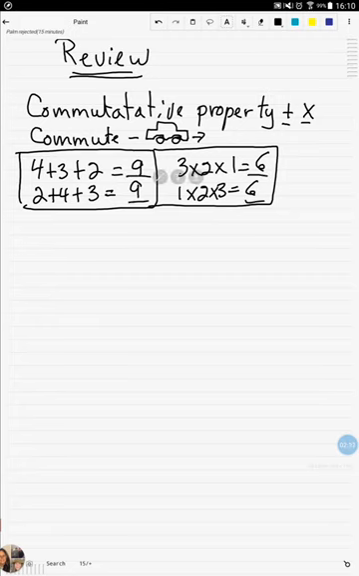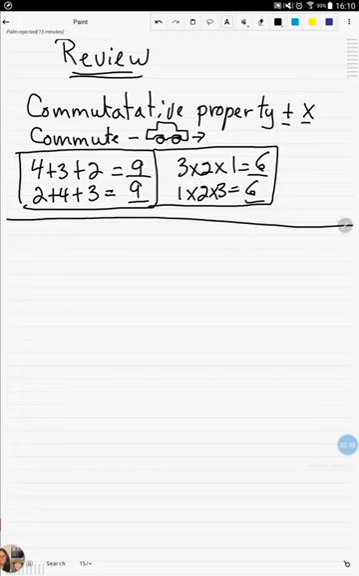And it doesn't matter if I have 2 digits adding or multiplying, or if I have 28 of them, you can move them around. As long as it's all multiplication or all addition. Commutative property. Think about it that way, the numbers are commuting.